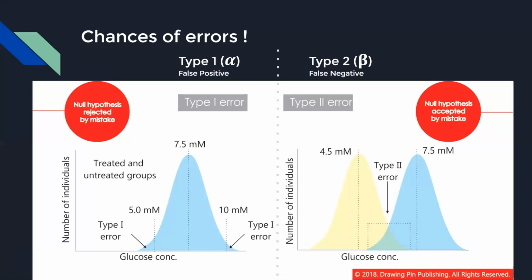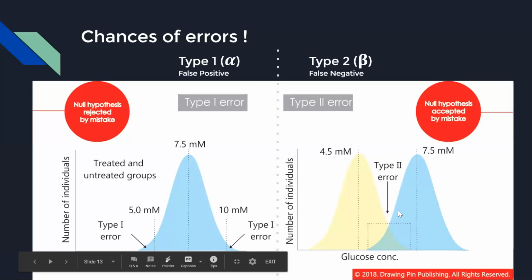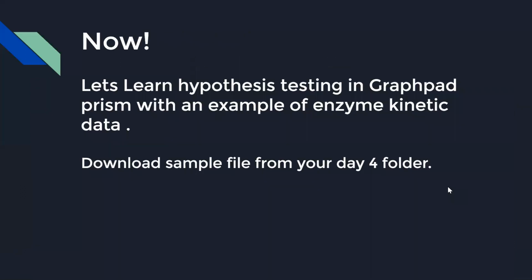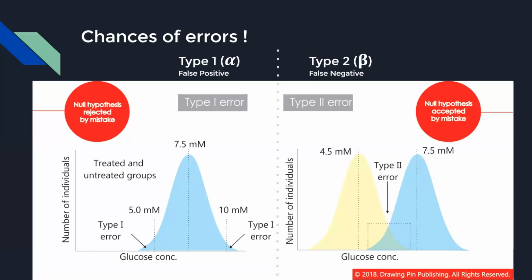So while it is impossible to completely avoid type 2 errors, it is possible to reduce the chance that they will occur by increasing your sample size. It means if the sample size is large, the chance of type 2 error occurring is less.